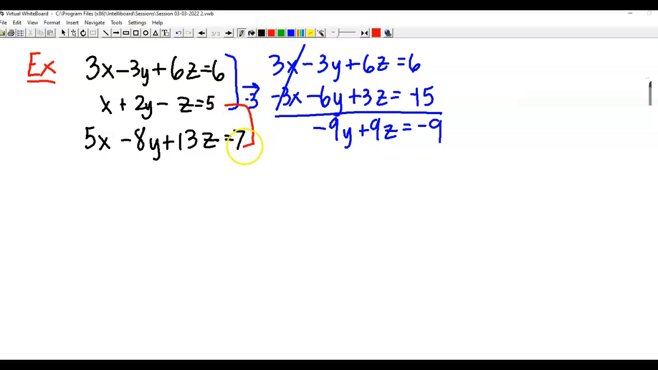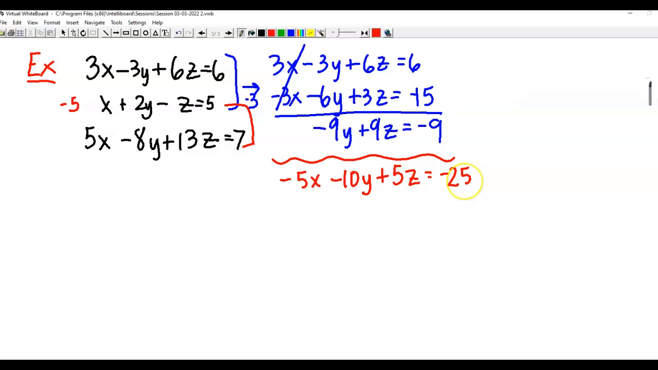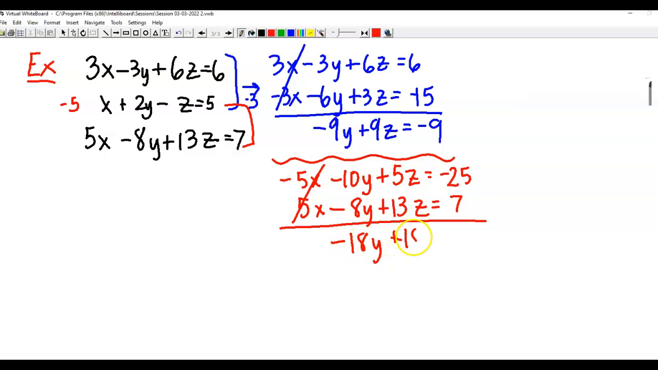Now I'm going to use these two equations and multiply this by negative 5 this time. So, doesn't matter, I'm going to do it right below this. So I'm going to say negative 5x minus 10y plus 5z equals negative 25. And then rewrite the bottom equation just the same way it is because I don't have to multiply it by anything. So, 5x. Add them together. Again, on purpose, we cancel out x. Now I figure out how many y's. 18 for each, so negative 18y, positive 18z, which equals negative 18.